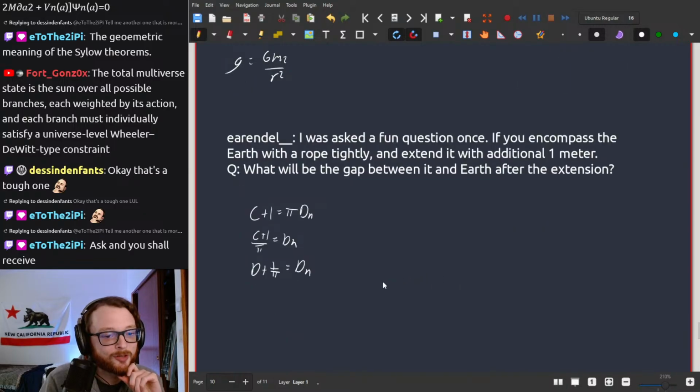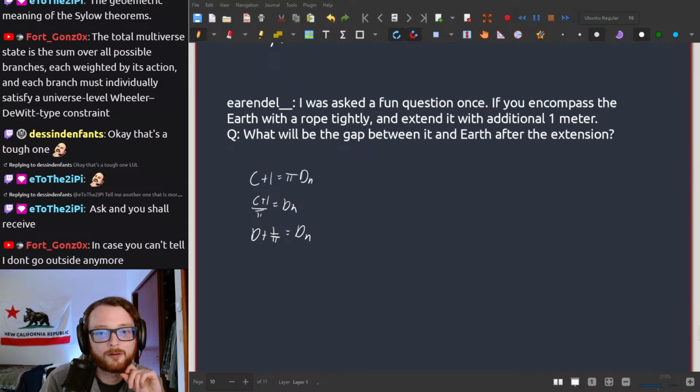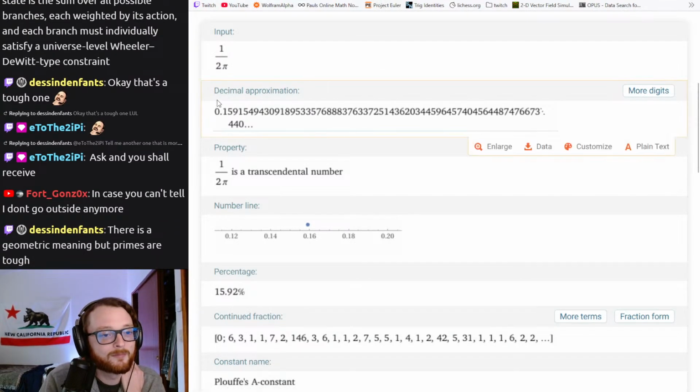Yeah, I think Jed's right that the additional gap should be 1 over 2 pi. So we can actually get that. It's like whatever. You don't go outside anymore. Okay, me neither. That's 0.16 of a meter.